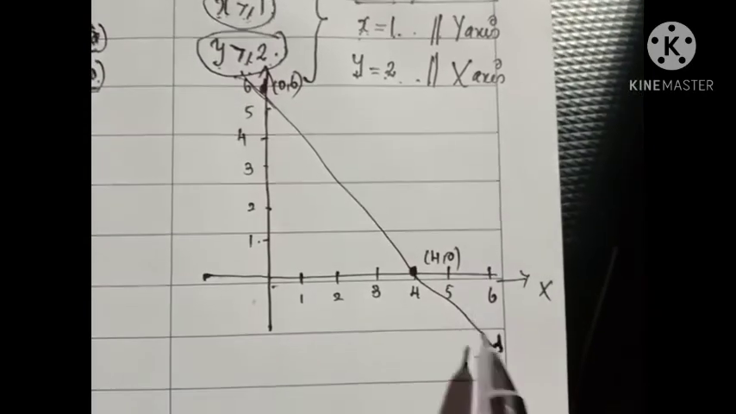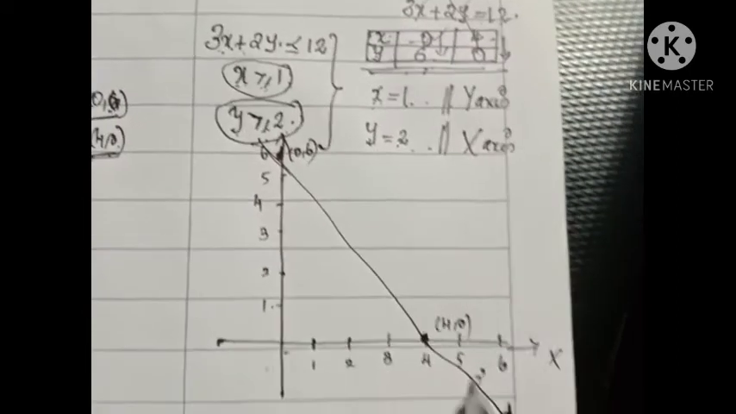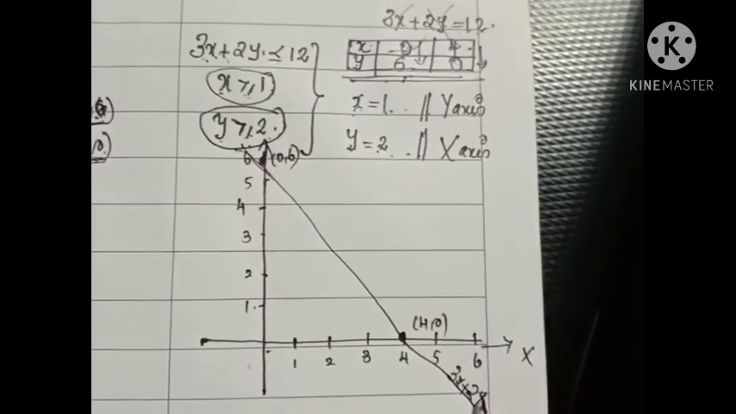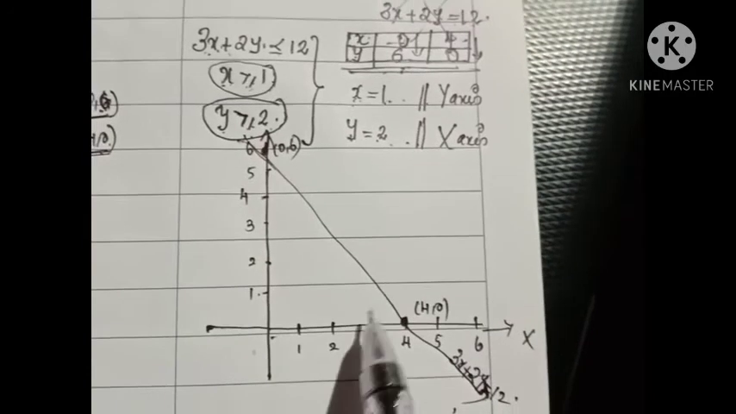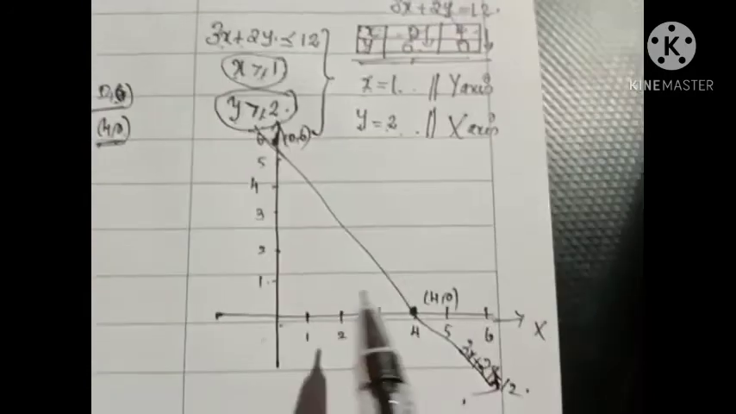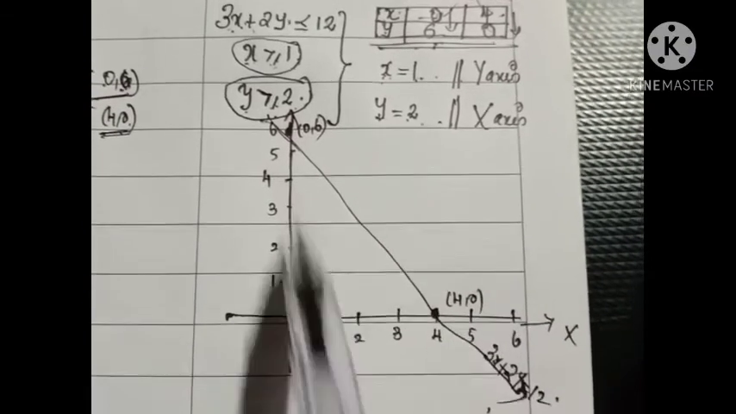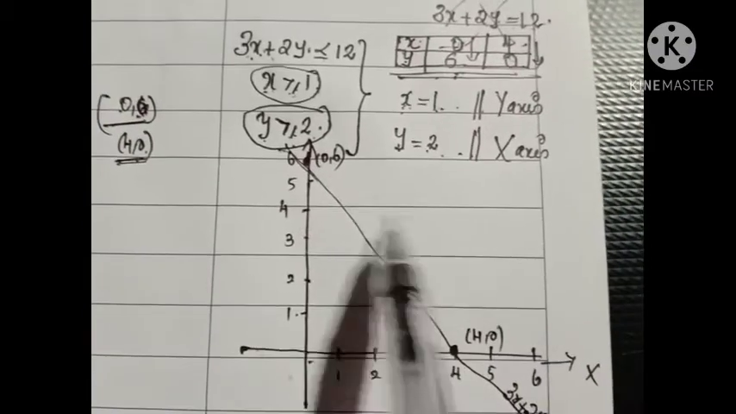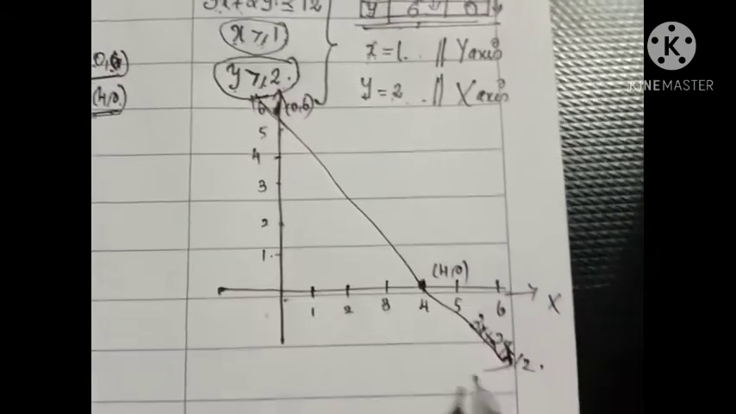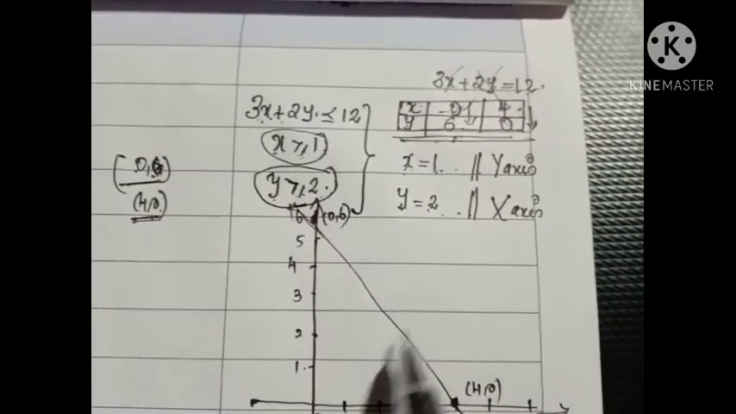On the line you have to write the equation 3x plus 2y is equal to 12. While drawing the graph, use pencils only. Don't use pen, and mark all these things by pencil. And put arrow marks on either side of this straight line.